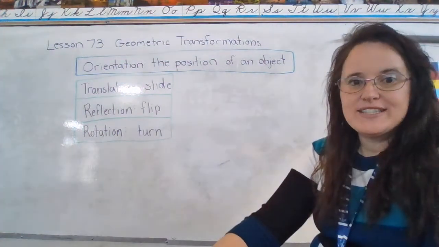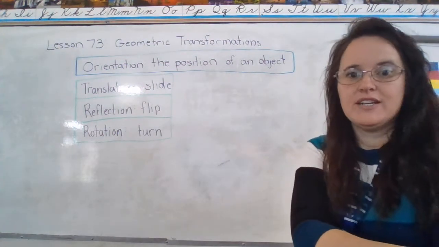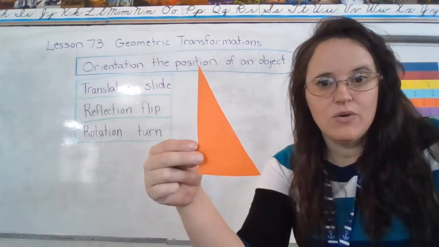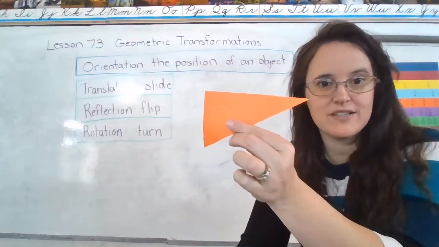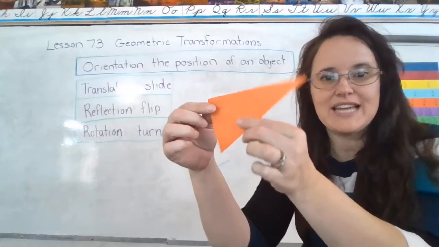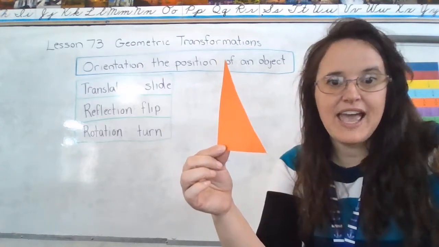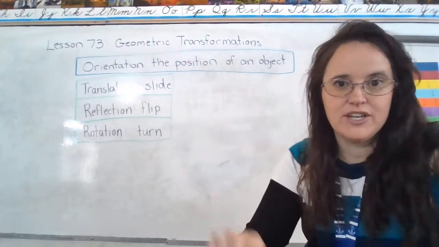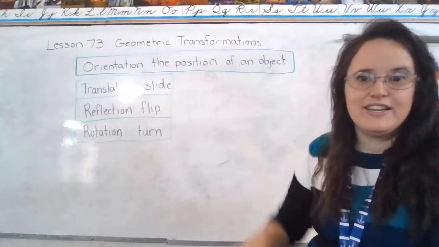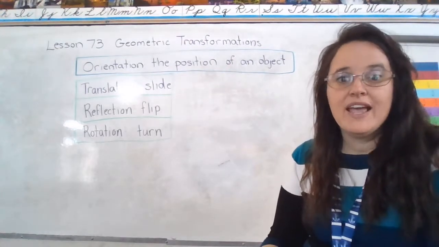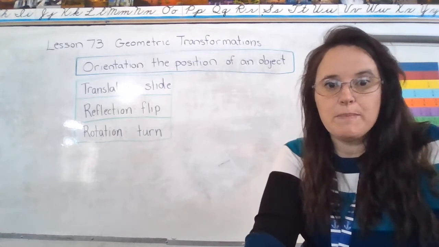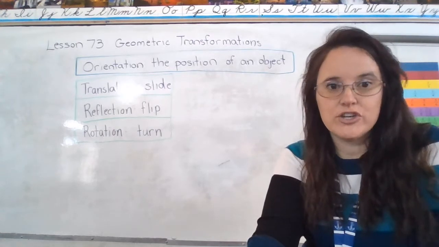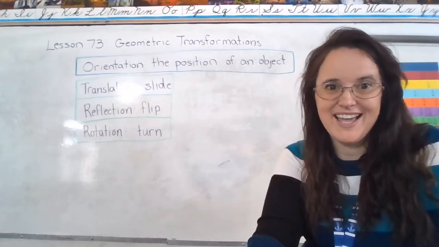Orientation is just the position of an object. So this orientation is different from this orientation. It's just how the object is facing, how it's sitting on a page. Okay, so you'll need that in your math dictionary. The other 3 words that we want in your math dictionary are the math words for turn, flip, and slide.